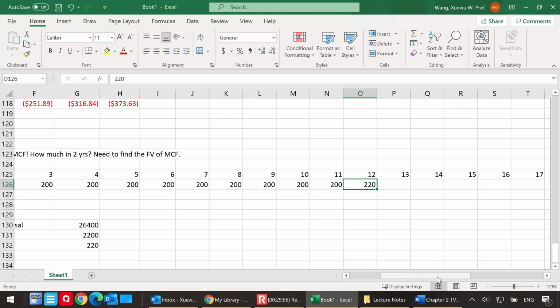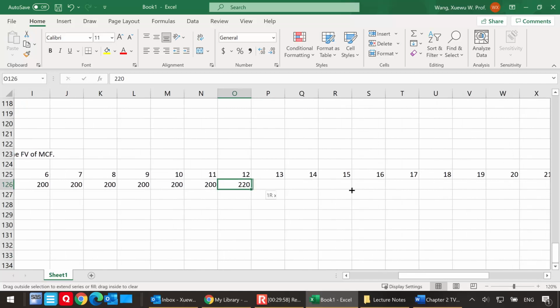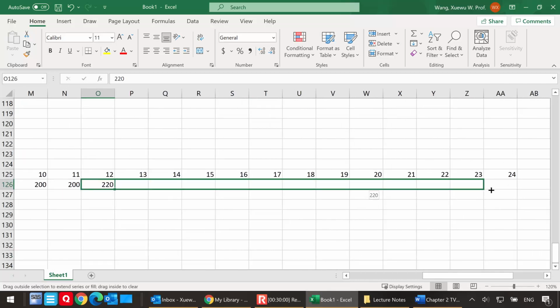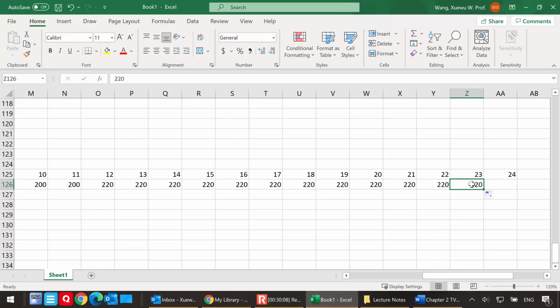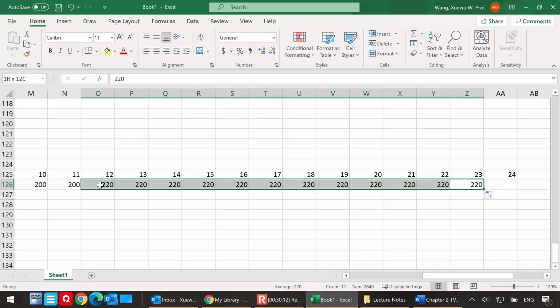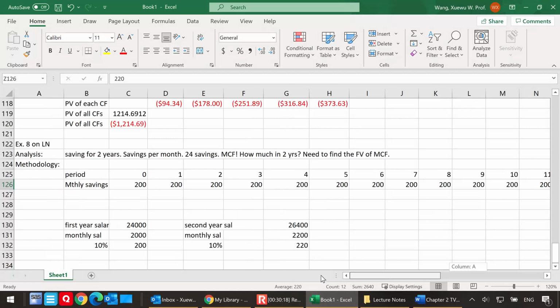All right, and now I can actually copy this across, and I'm going to stop here in month 23 because this is the end of month 23. This is also the beginning of month 24. So again, if you want, you can actually count how many 220s you have, and you have a total of 12 220s. All right, that corresponds to 12 monthly savings in the second year. All right, so that is a very important step.